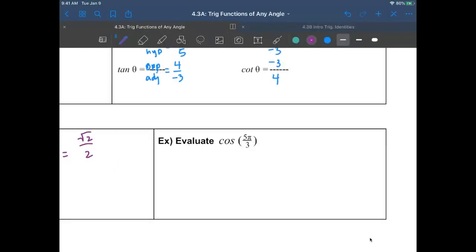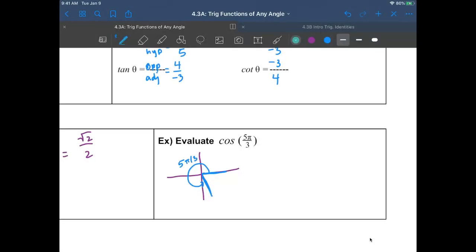Let's see. So the cosine of 5 pi over 3, where's 5 pi over 3? It's more than 1, but less than 2. So I can see that I'm doubling my denominator and subtracting 1 to get my numerator. So this must be in the fourth quadrant. So I'm going to count, let's see, 5 pi over 3 would be, it's a third, so it's closer to the y-axis.